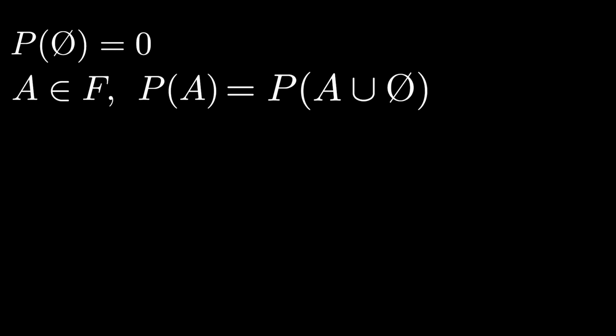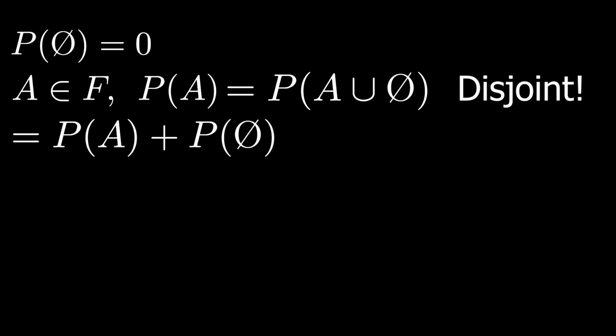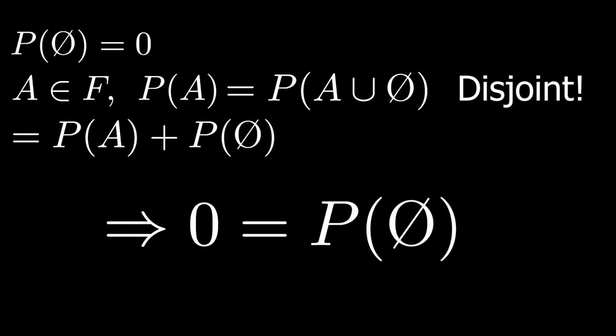Next up is another easy theorem. The probability of the empty set is 0. Observe P of A for some event A. We can rewrite this as P of A union with the empty set. Since the empty set is disjoint with every set, we can use the third axiom and say that this is equal to P of A plus P of the empty set. Now subtract P of A on both sides, and we get what we were intending to prove.